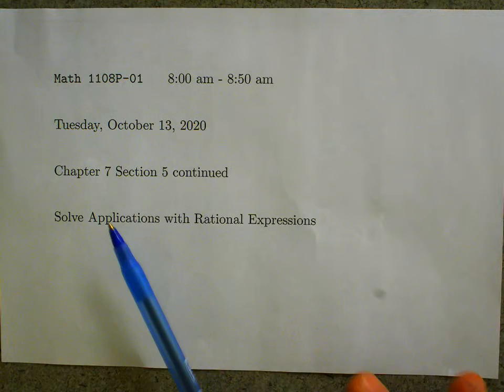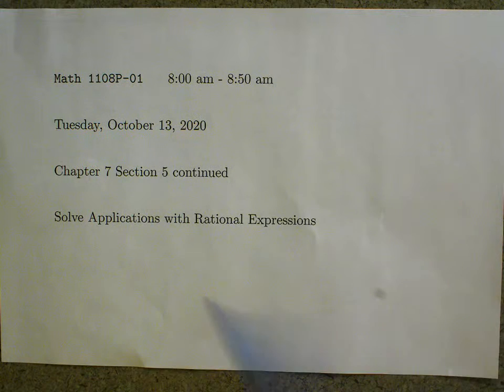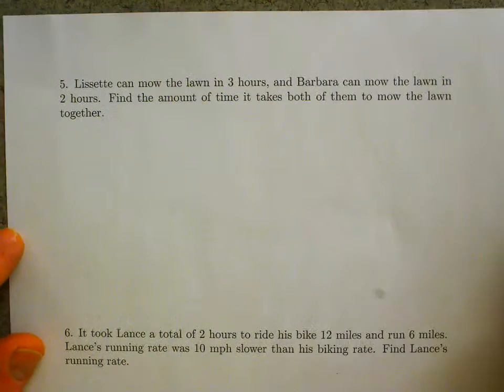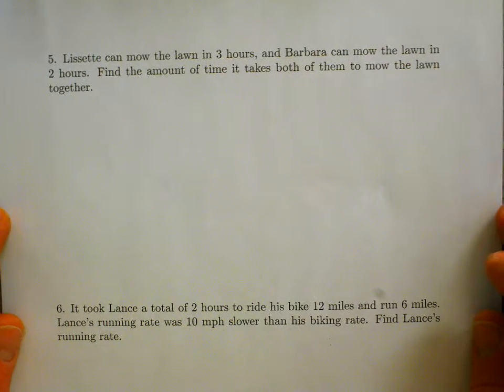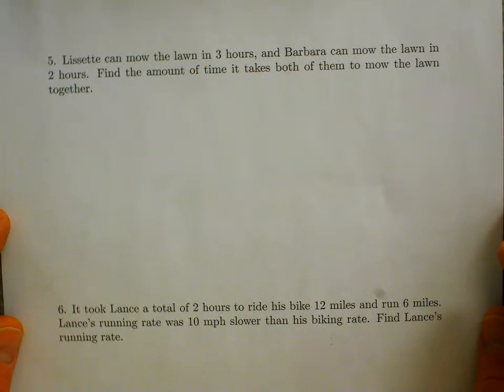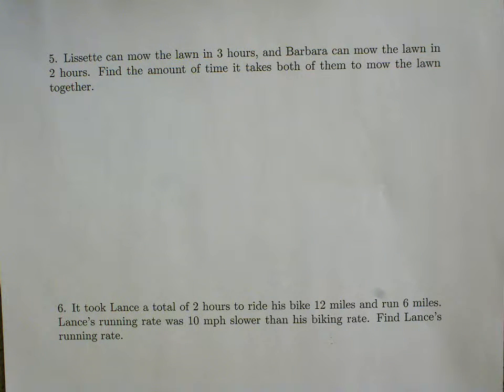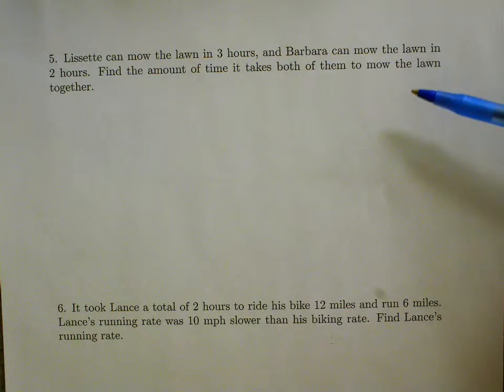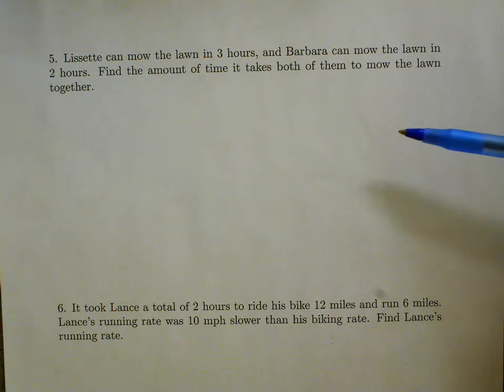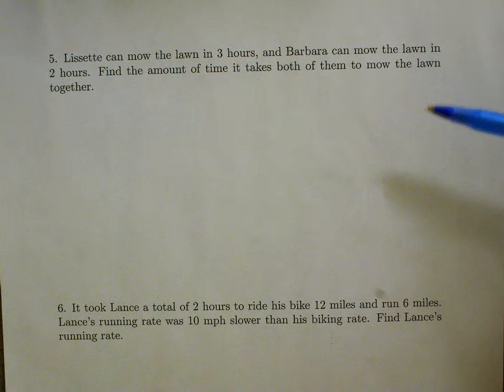Okay, it's 8 o'clock. We'll continue in Chapter 7, Section 5, solving applications with rational expressions. All right, here is problem 5. Lizette can mow the lawn in 3 hours, and Barbara can mow the lawn in 2 hours. Find the amount of time it takes both of them to mow the lawn together.